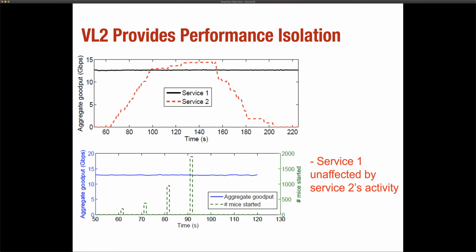So these are two types of experiments where either you persistently increase the volume of traffic that is transferred by service 2, and it has zero impact on service 1, or you add a lot of small flows in the network and keep on increasing the number of those flows, and it has zero impact on the other service or the aggregate goodput, right? So this demonstrates that this design was able to achieve the performance isolation that was desired.